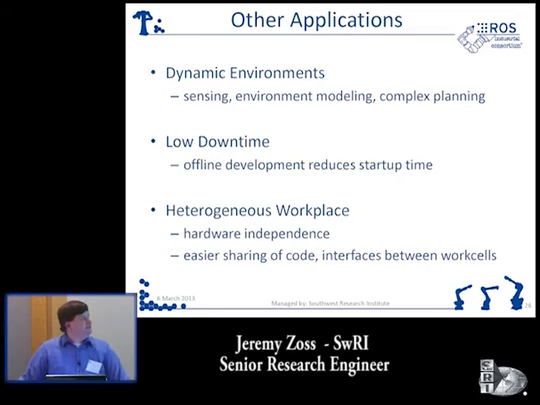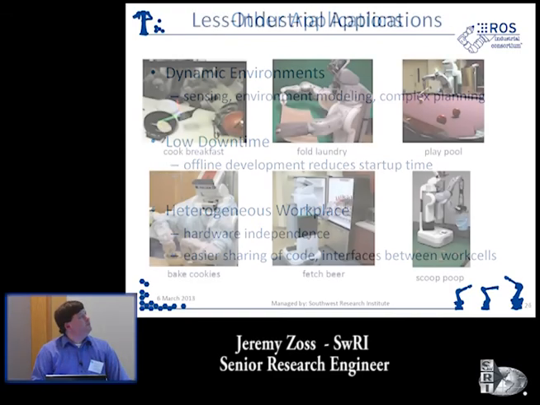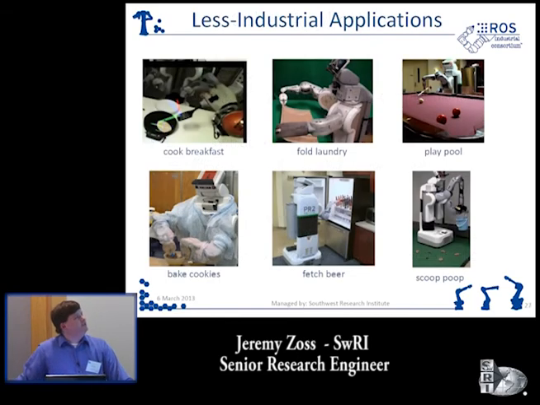And then the last application that I put down was a heterogeneous workspace. So if you've got different work cells with different robots, then the hardware independence of ROS might be something for you. And then I couldn't resist, so I had to put up one last slide of less industrial applications. If you go out there and look on YouTube for what ROS can do today, you see all sorts of grad students with too much time on their hands. But my takeaway is if a robot can fold laundry or get a beer from the fridge, then there's a whole slew of industrial type manipulation tasks that it should be able to handle somehow.